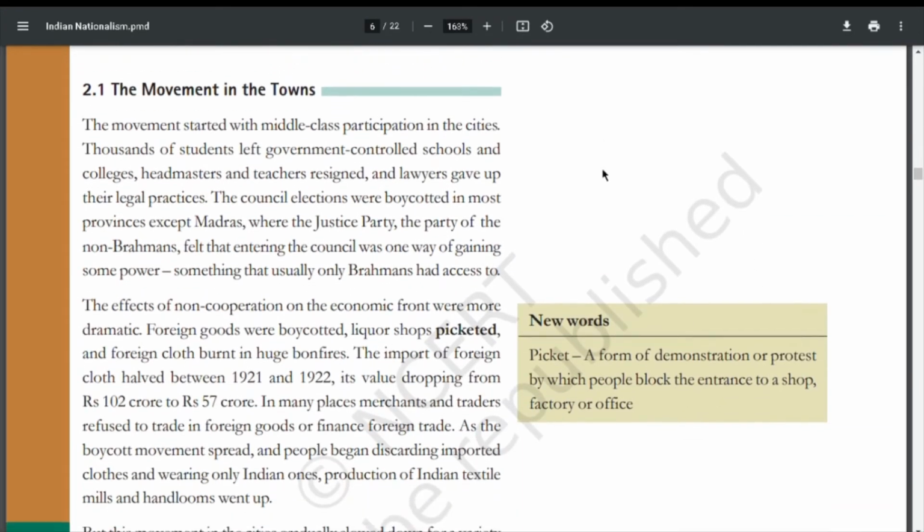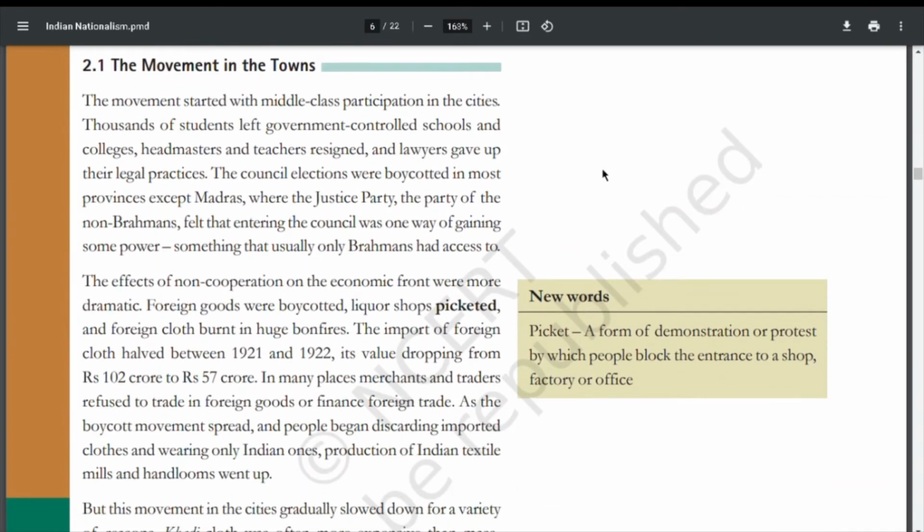2.1 The Movement in Towns. The movement started with middle-class participation in the cities. Thousands of students left government-controlled schools and colleges. Headmasters and teachers resigned and lawyers gave up their legal practices. The council elections were boycotted in most provinces except Madras, where the Justice Party, the party of non-Brahmins, felt that entering the council was one way of gaining some power, something that usually only Brahmins had access to.